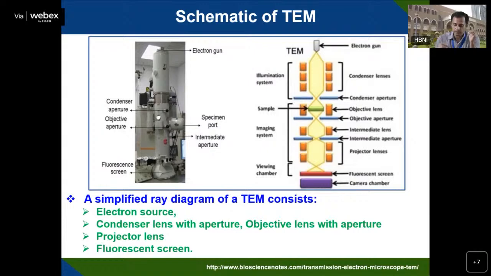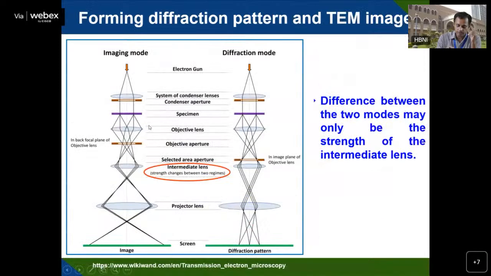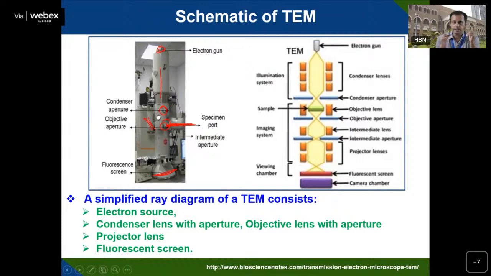This is the modern-day microscope. At the top of the microscope we have an electron gun. Then there are different lenses inside, with a condenser aperture and an objective aperture, and you keep the sample in the space between them. Then there are different intermediate apertures, and finally a fluorescent screen on which you see the image. You also have a detector at the side, which helps you determine where the K alpha is coming from. That is detected by the detector, and you can see the compositional analysis.